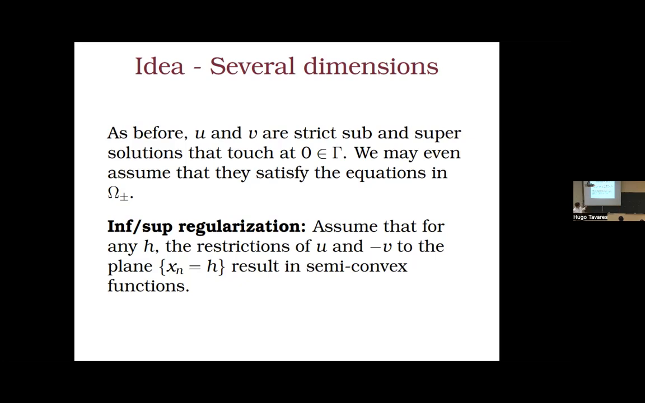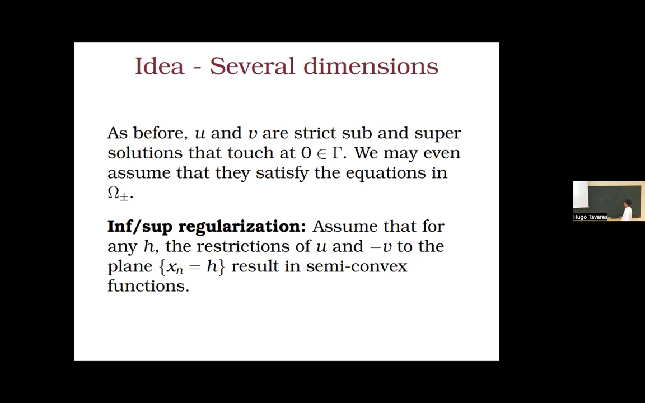How do we do that? There is this construction that is called inf-sub-regularization, or inf-sub-convolution. In general, it is the type of convolution that works well with this type of nonlinear problem, of the following form. So let's say U epsilon at X is the supremum over Y of U(Y) minus 1 over epsilon |Y minus X|.